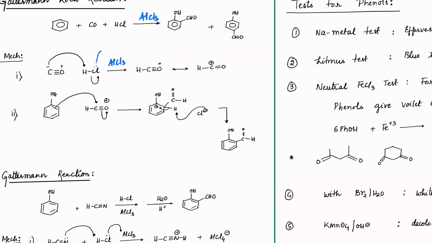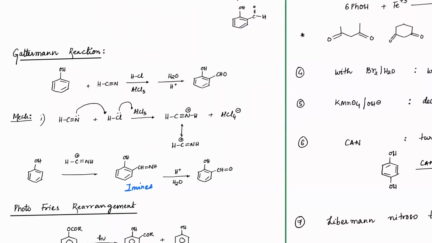So the lone pair from oxygen will attack here, so it comes out as AlCl4 minus, and that's how you get the electrophile C double bond O plus. And that's the position, the ortho position, where it will attack. And eventually you'll get this as salicylaldehyde. This is called the Gattermann aldehyde synthesis. So you can take it as HCl in ZnCl2 or AlCl3. Both are fine. Same type of reaction.